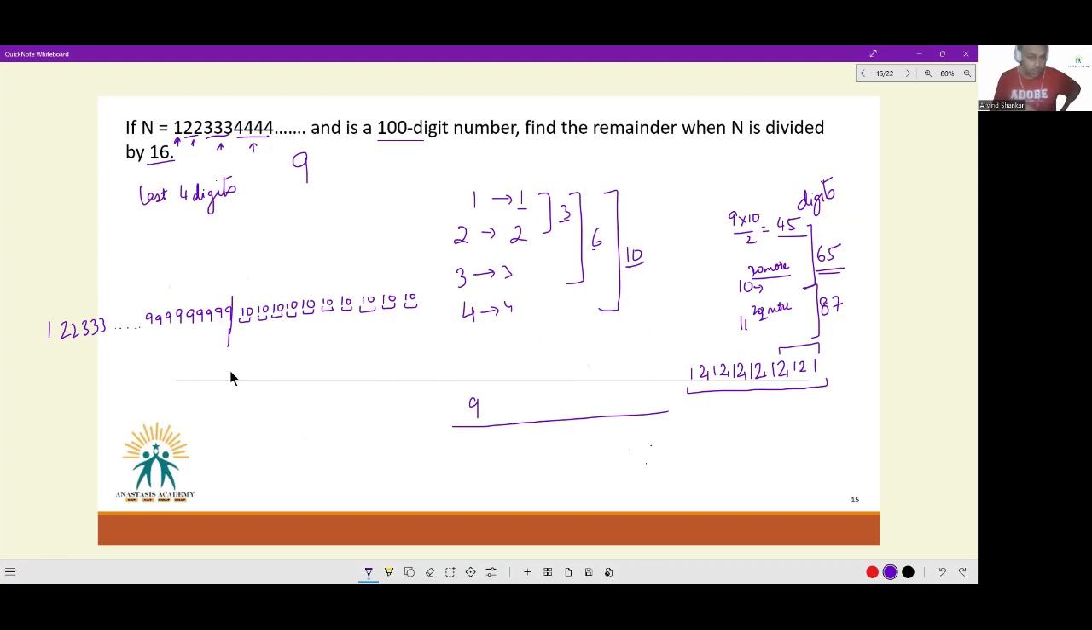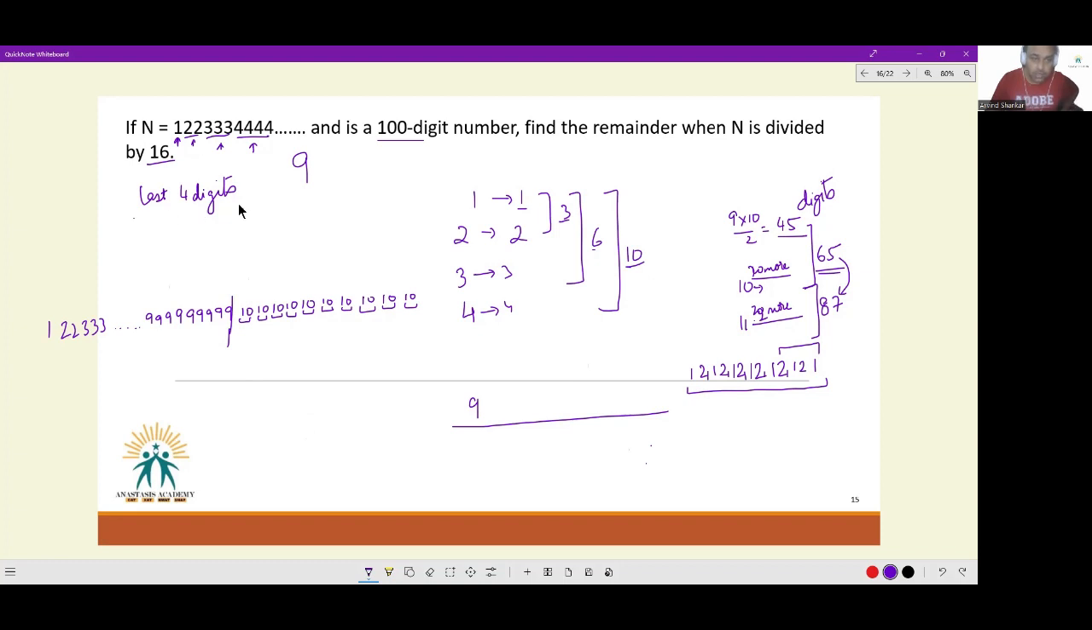After this, 11s would come. 11s would come 11 times. 11 uses two digits in one go. So 2 into 11, 22 more digits will be used up. So you'll reach 87 digits used up so far. Now last 13 digits are needed. 12 will come 12 times. If the series is continued, 12 would come 12 times, so 24 digits will be used up. 87 plus 24 is greater than 100. So we don't really care.